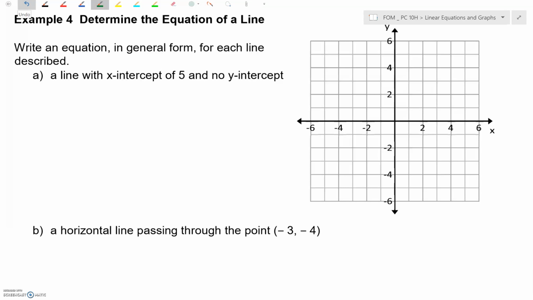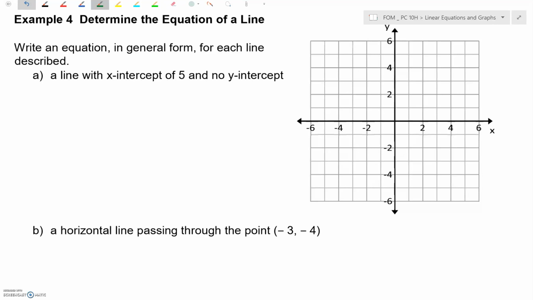Okay, everyone, example number 4, determine the equation of a line. This is from section 7.2, the general form of an equation. We're going to take a look at 2 examples. We're going to write an equation in general form for each line described: a line with x-intercept of 5 and no y-intercept, and a horizontal line passing through the point -3 and -4.